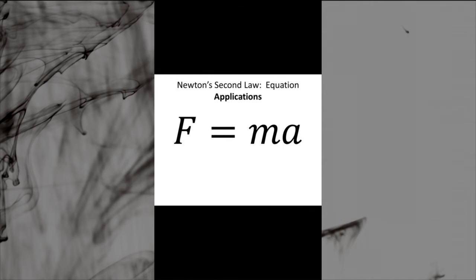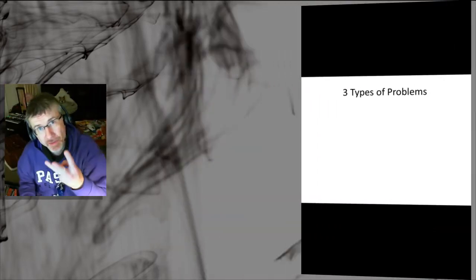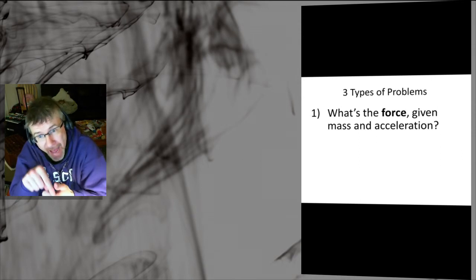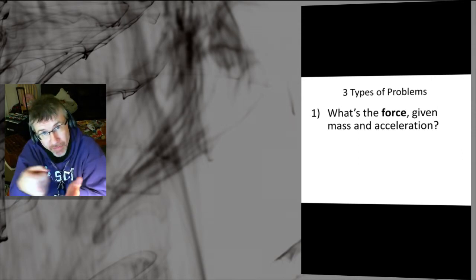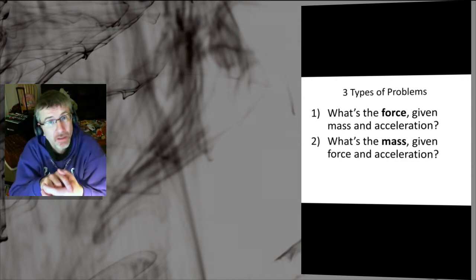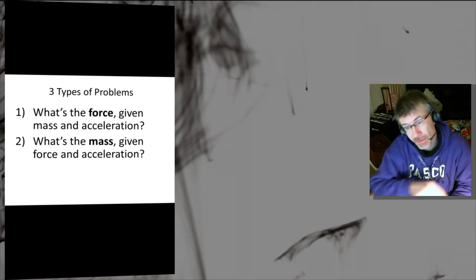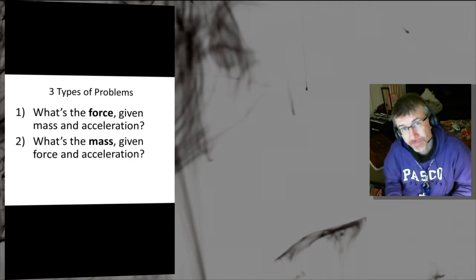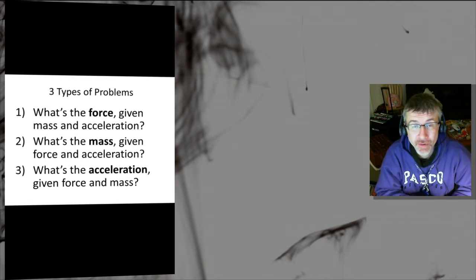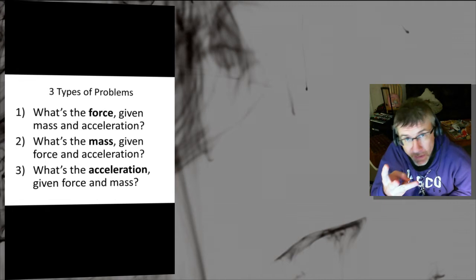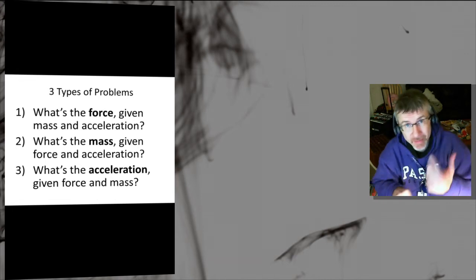Now let's look at some applications of Newton's second law, the equation F equals ma. There are basically 3 types of problems. First, if I give you the mass and the acceleration, you tell me the force. If I give you the force and the acceleration, you can tell me the mass. And if I tell you the force and the mass, you can give me the acceleration. So given 2 quantities, you can give me the other one.